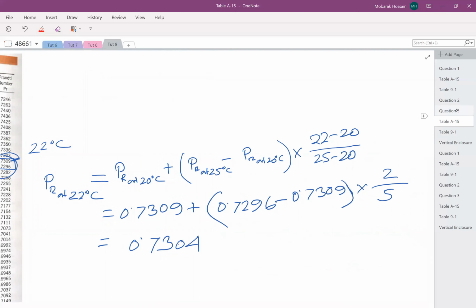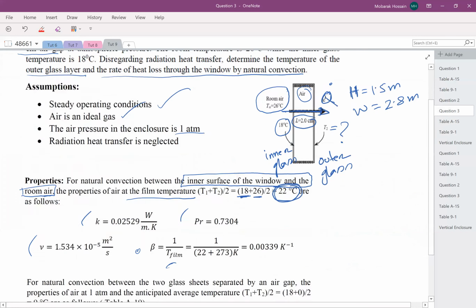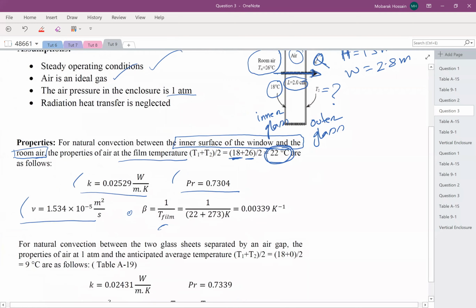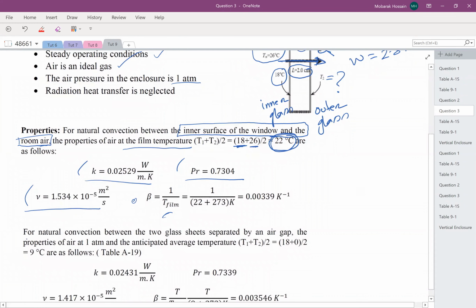So here at 22, the thermal conductivity, Prandtl number, viscosity, and the beta, so 1 over film temperature. Now also from these parameters we can calculate the heat transfer from the room to the inner glass. Now for the next step, we'll consider the natural convection between the two glass sheets separated by an air gap. It's in between, here's the air gap.